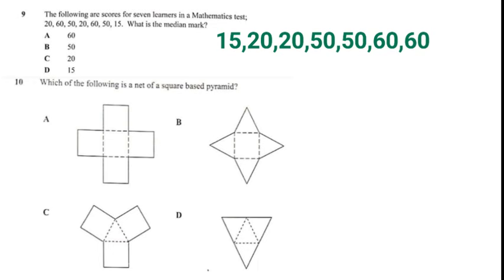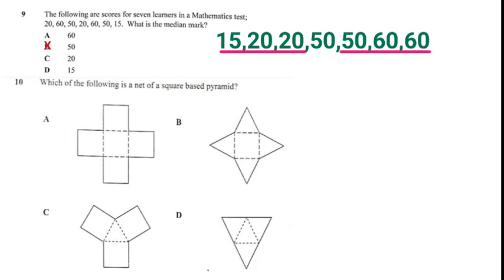Then what we need to do now, since there are 7, as we can count from the green ones here, is put aside the first 3 and the last 3, so that we remain with the one in the middle. So I'll underline the first 3 and the last 3. Now you can see that we have remained with 50 in the middle, and that 50 is the median. So B was the correct answer. The median mark is 50.